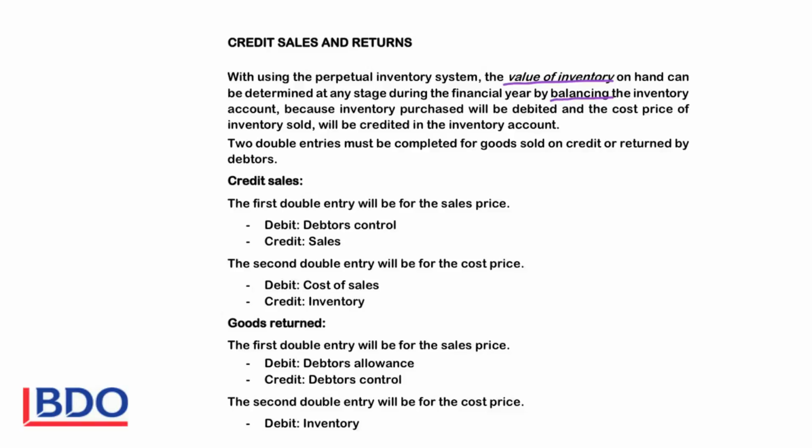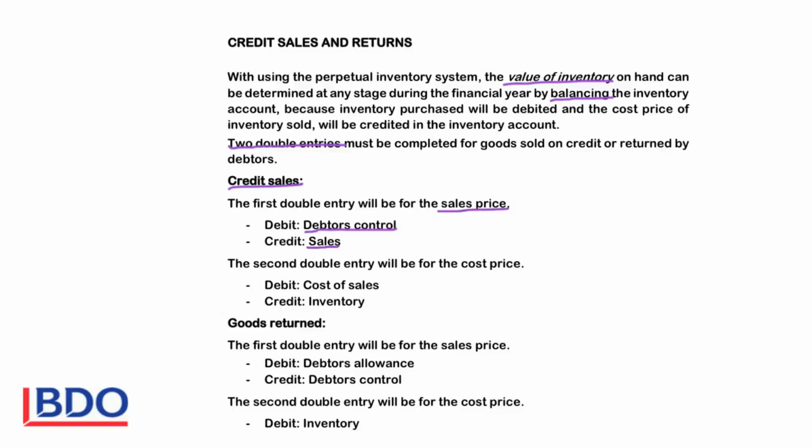When we sell goods or the goods are returned, we complete two double entries. One for the credit sales price and the other one for the cost price. So if we sell goods on credit, we will debit the debtors control to indicate that the asset increased because they owe us more money. We will credit the sales account to indicate that the income of the business increased because income increases on the credit side. This entry will be completed at the sales price.